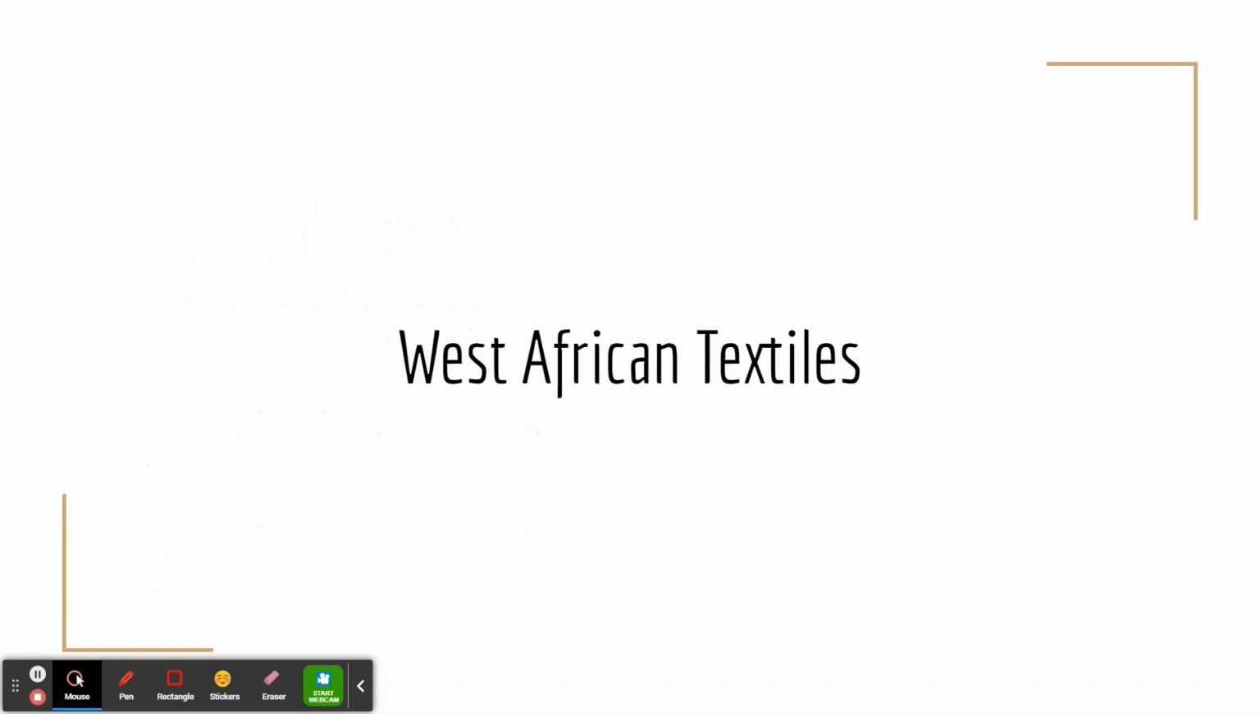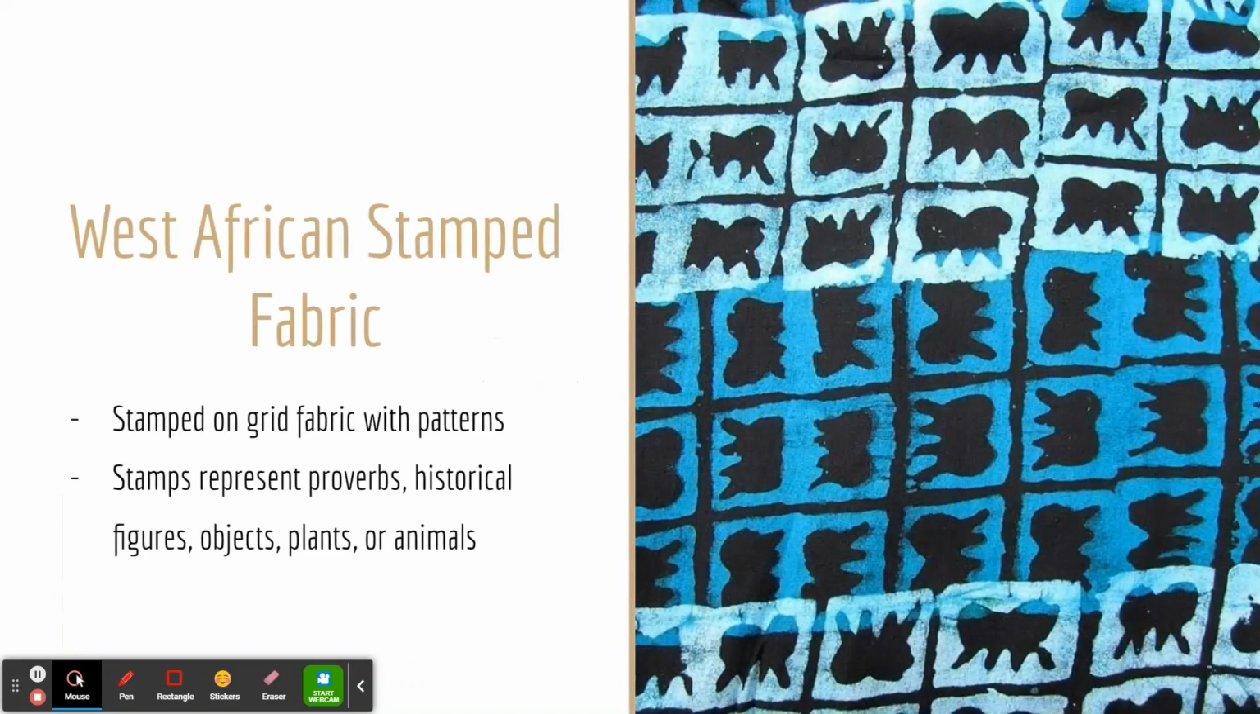West African textiles. West African stamped fabric. They stamp on grid fabric with patterns. The stamps represent proverbs, historical figures, objects, plants, or animals. On the right is a picture of a stamped fabric, and the stamps represent teeth, or tooth.